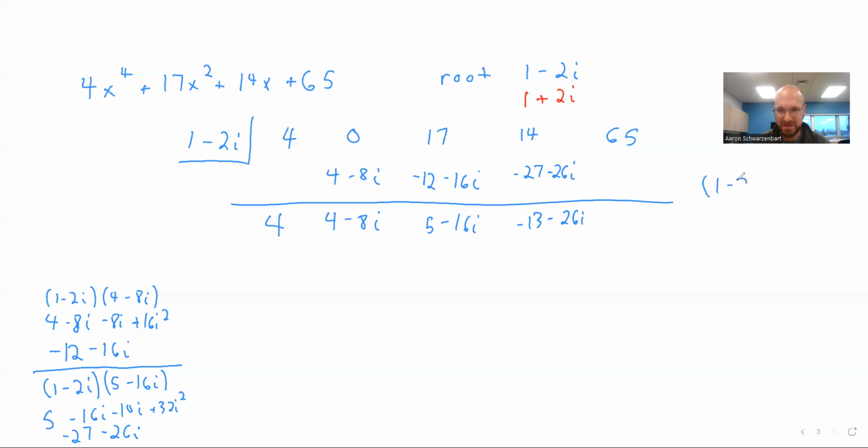I'll do my multiplication again. Lots of space required because there's a lot of foiling on these. But I'm just multiplying complex numbers. It can be done. There's a lot of room for error, though. So you have to be careful when you FOIL. 1 minus 2i times negative 13 minus 26i. 1 times negative 26i is negative 26i. 2i times negative 13 is negative 26i, plus 52i squared gives me negative 52, and negative 13 is negative 65 minus 52i.